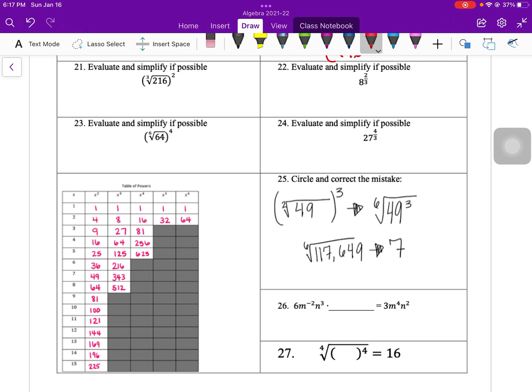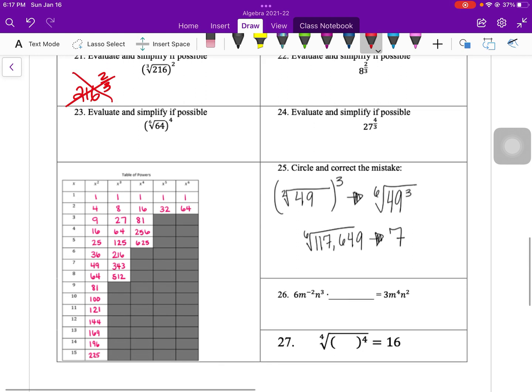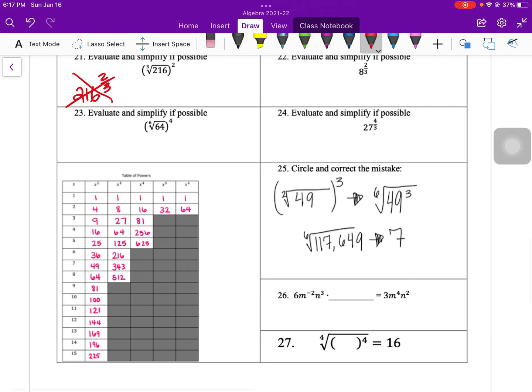Number 21, let's see. So again, rather than write this in exponential form, which would give me 2/3, which doesn't help, I want to start by thinking about following order of operations. So inside the parentheses, it's asking me to evaluate the cubed root of 216. And in my table, I can see that the cubed root of 216 is 6. And then we're going to square that. 6 squared is 36.